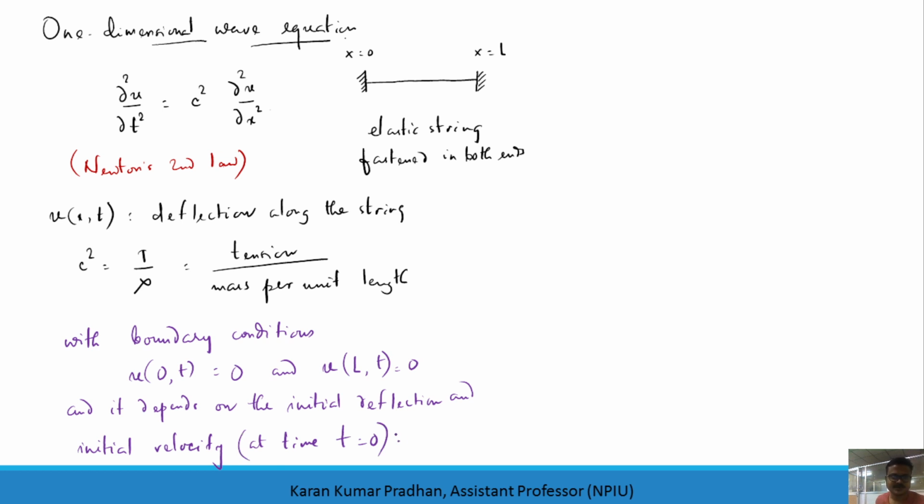Let us write the initial deflection as u at x and 0 equals f of x. The second part is u t, or dou u by dou t, at x and 0, which is the initial velocity, whatever you are going to take, here g of x.